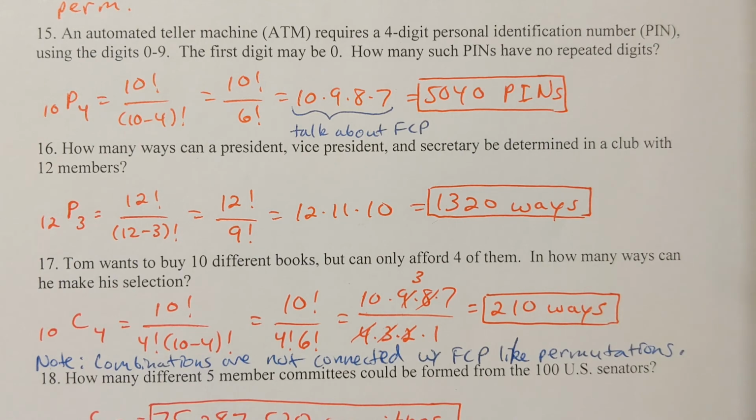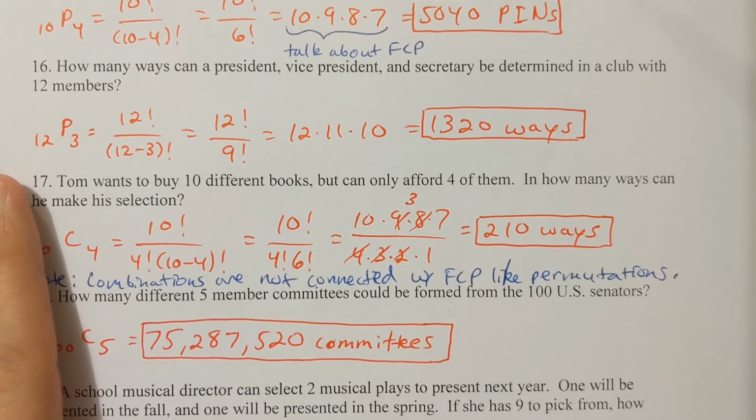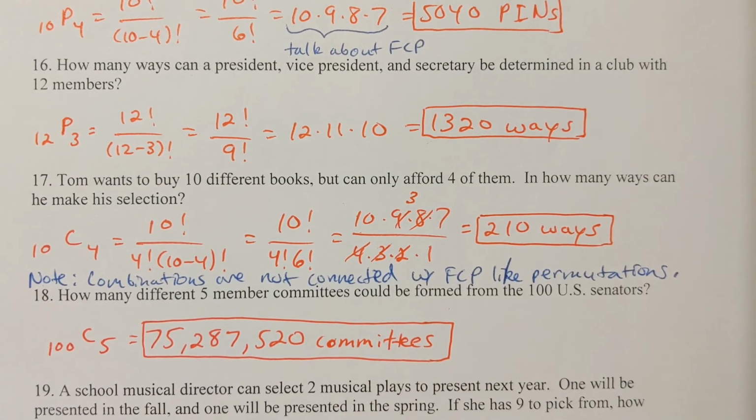Let's try problem 17, where it says Tom wants to buy 10 different books but can only afford 4 of them. In how many ways can he make his selection? Let's suppose that the 4 books that Tom selects are astronomy, physics, psychology, and math 110. If I mix up those 4 books, that's not going to matter, right? He's still going to purchase the same 4 regardless of what order I said those in. So that would be an example of a combination.